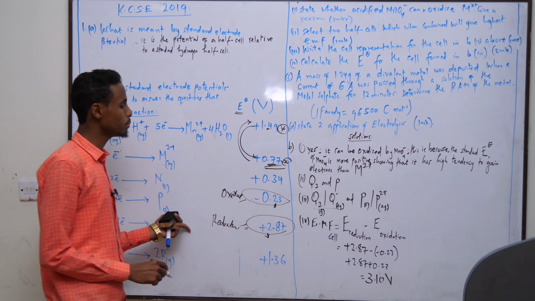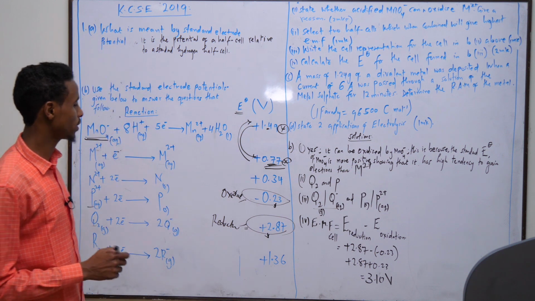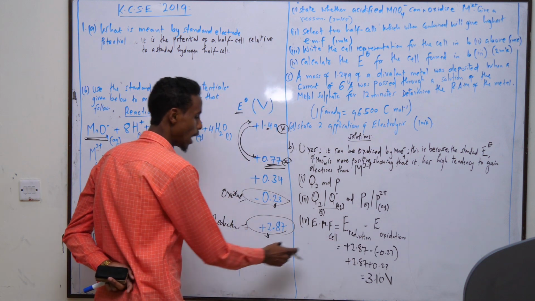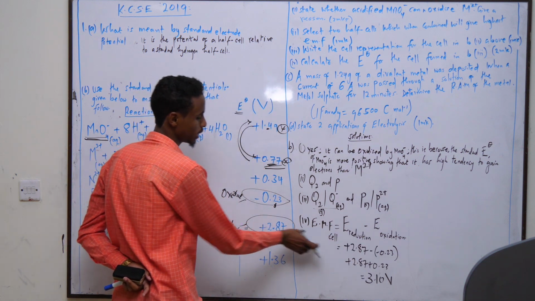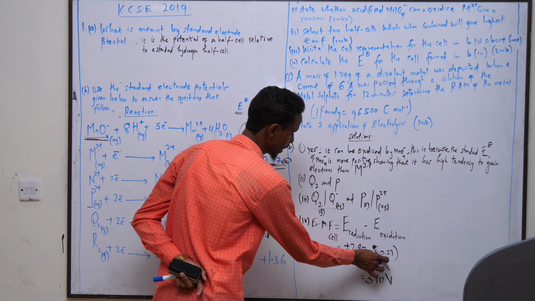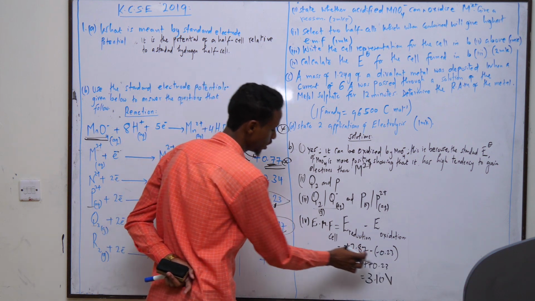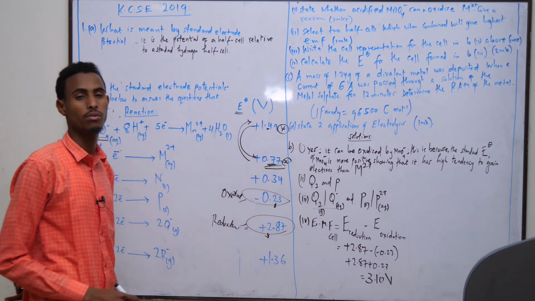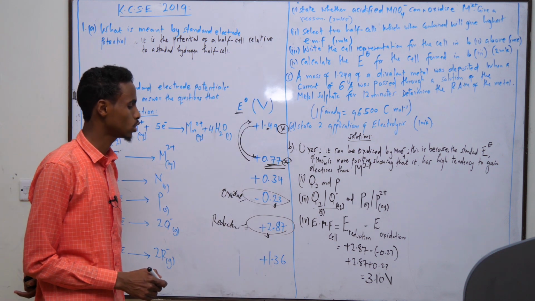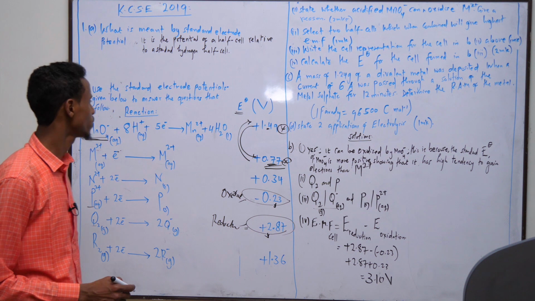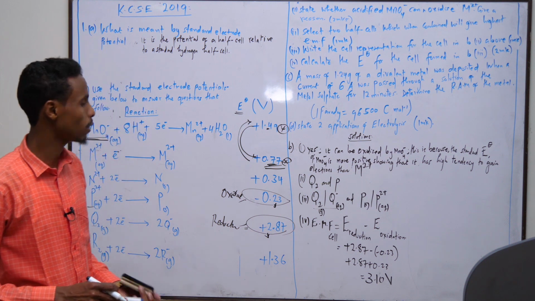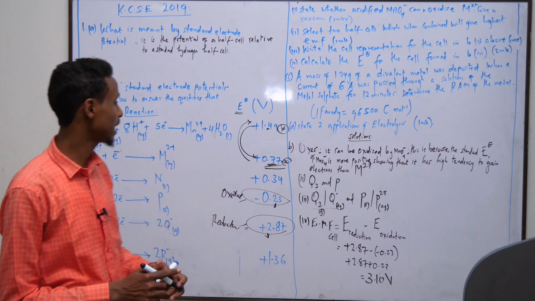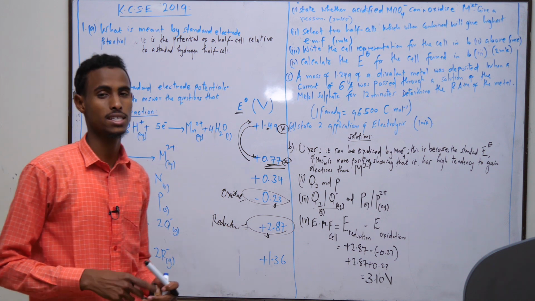Let's go to the EMF of the cell. The EMF of the cell is gotten as E reduction minus E oxidation. Our E reduction is positive 2.87 minus, in brackets, negative 0.23. Minus a negative becomes positive. Now the overall EMF for the cell will be 3.10 volts. Now I want us to look at the calculation question and deeply analyze it, then we get the answer together.